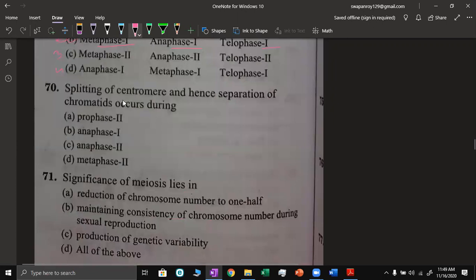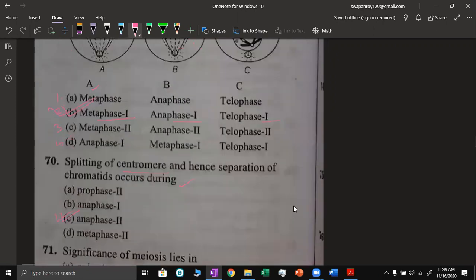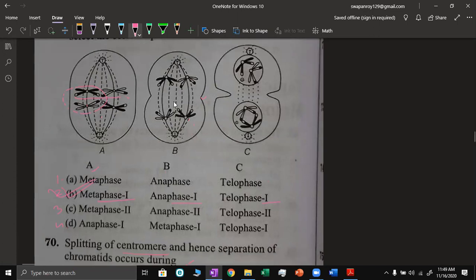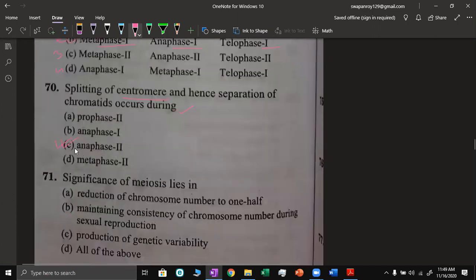Next is 70, splitting of centromere. Splitting of centromere and hence separation of chromatid occurs during the anaphase 2 of meiosis. In anaphase 1, the centromere does not divide. It is only the homologous chromosomes that separate, so each chromosome with two chromatids remains. Only in the second anaphase does the centromere divide and the chromatids separate.